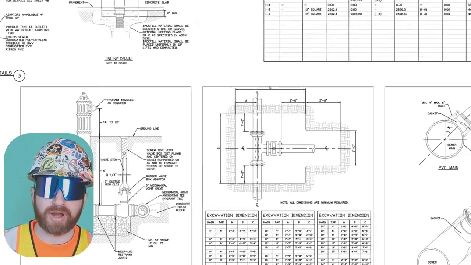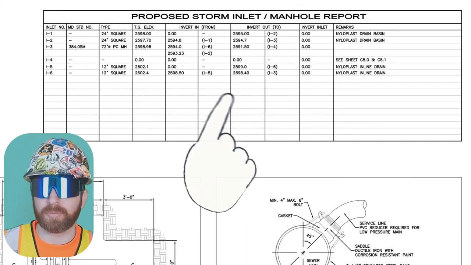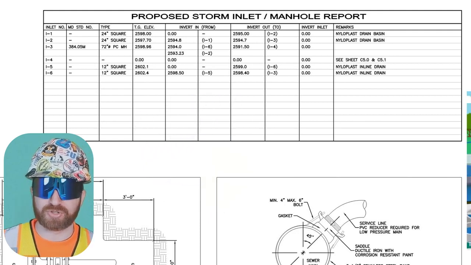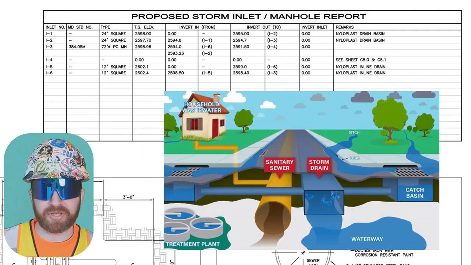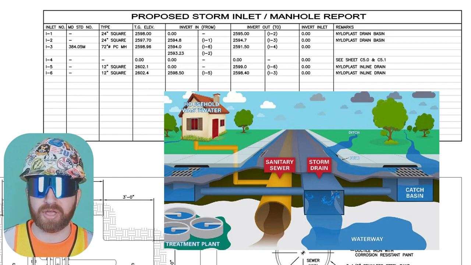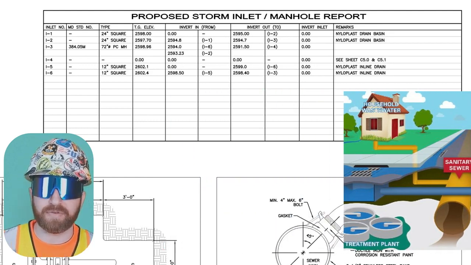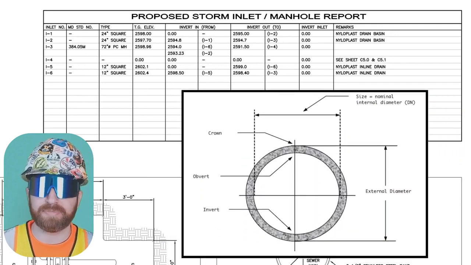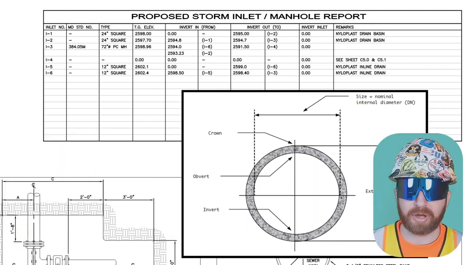The big item I want to point out on this page is the proposed storm inlet and manhole report. Storm systems have piping that leaves a building or collects in a curb and gutter system or a bioretention system and continues through underground piping until it enters these structures. They do this all throughout the underground system, entering and exiting at different inverts. An invert is the bottom elevation of the pipe's interior wall, not the bottom of the pipe itself.